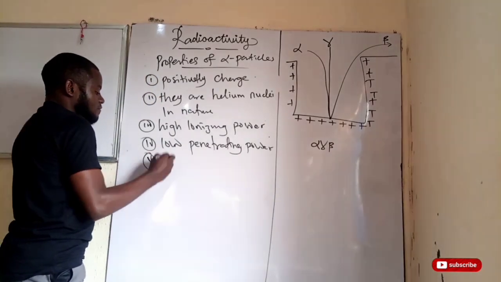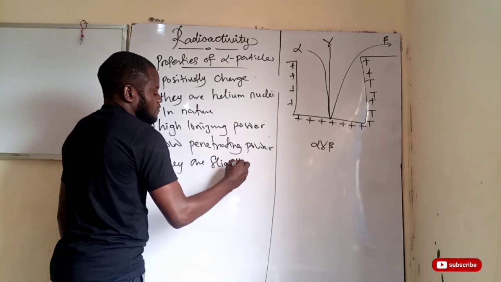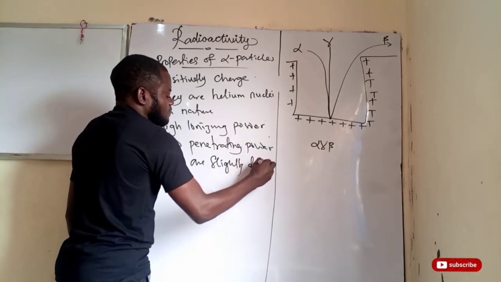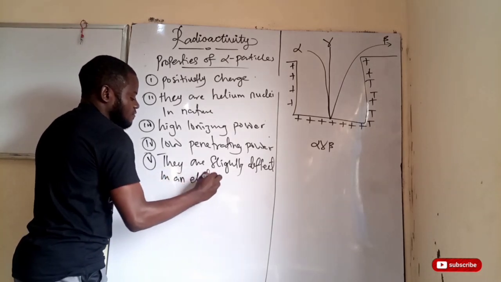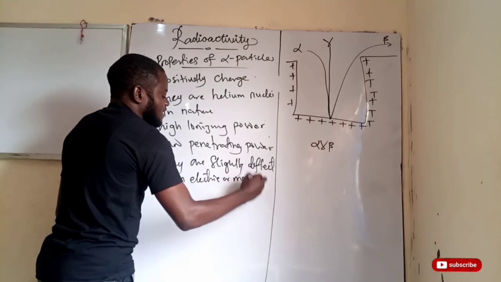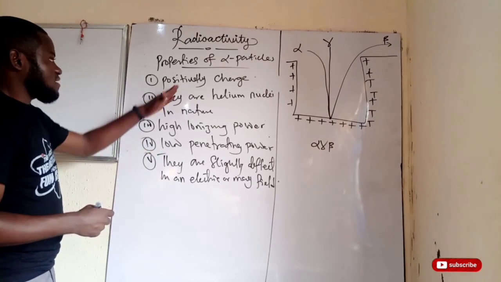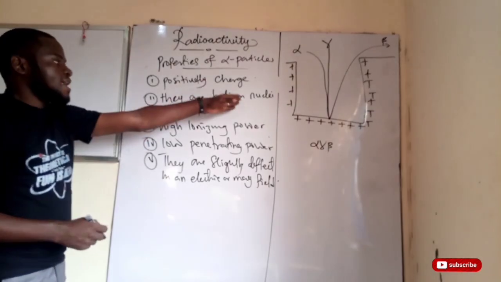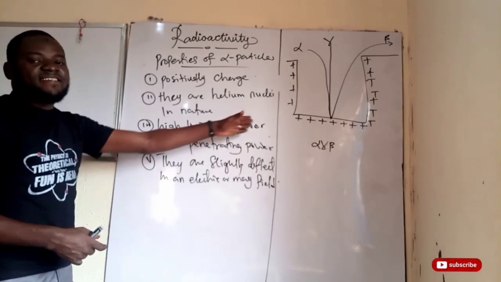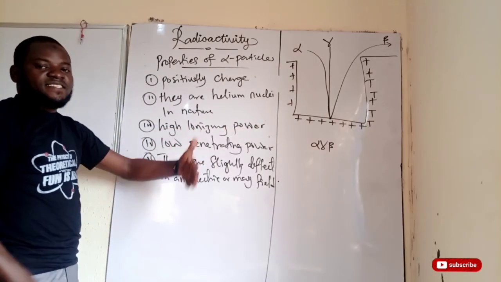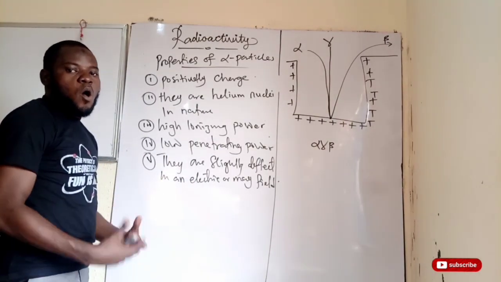So they are slightly deflected in an electric or magnetic field. Are we together, guys? So when you talk about their properties, they are positively charged. They are helium nuclei in nature. I'm talking about the alpha particles now. They have high ionizing power. They have low penetrating power. They are slightly deflected on a field, either magnetic field or electric field.